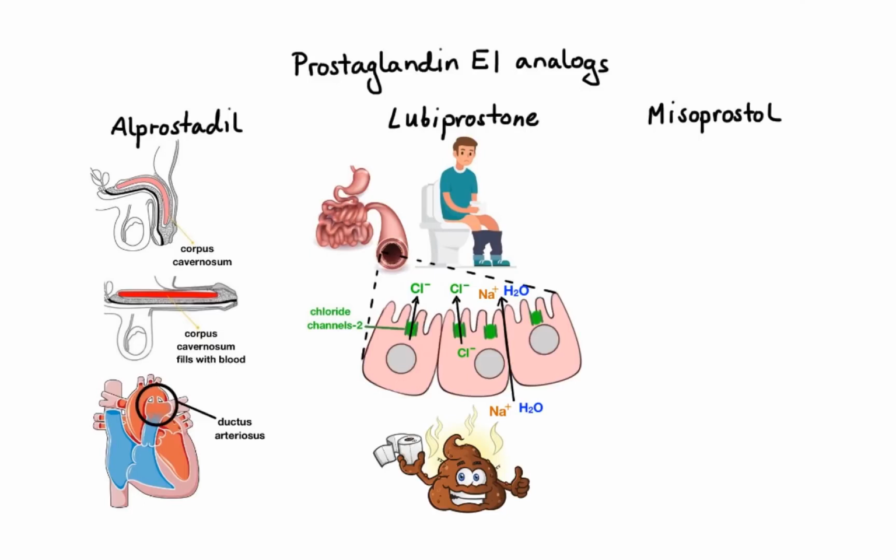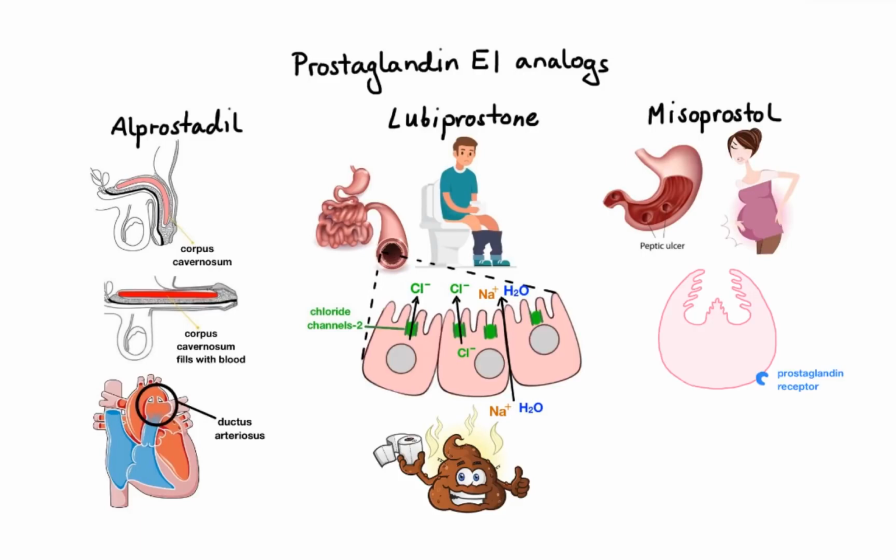Now let's move on to the next prostaglandin E1 analog, that is misoprostol. So misoprostol is another prostaglandin E1 analog, and it is used to treat and prevent stomach ulcers, particularly in patients taking NSAIDs. It can also be used to induce labor.